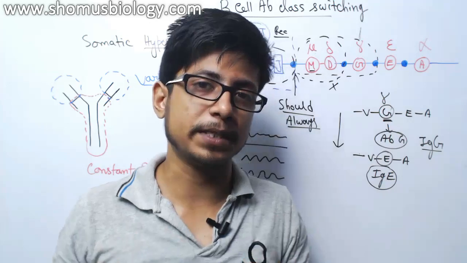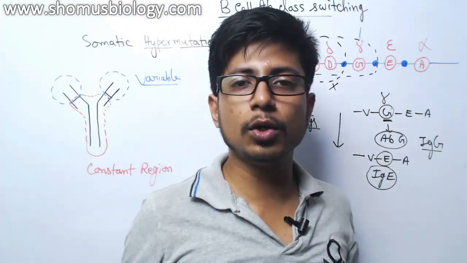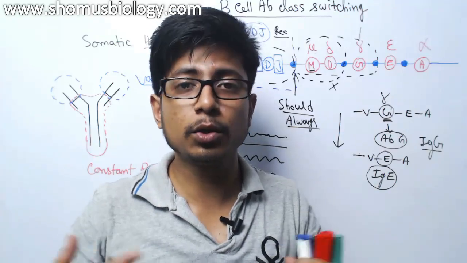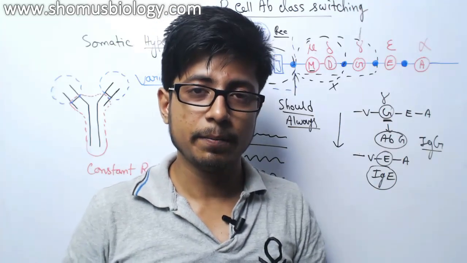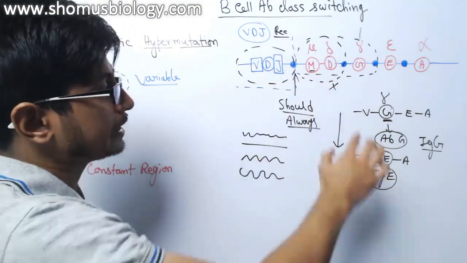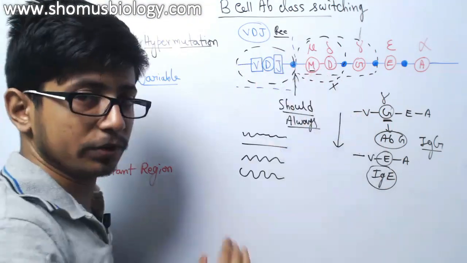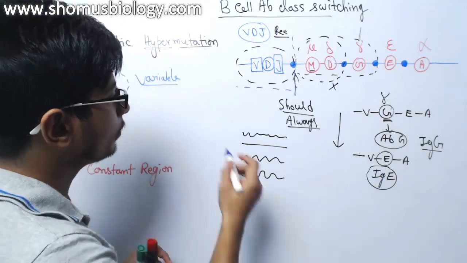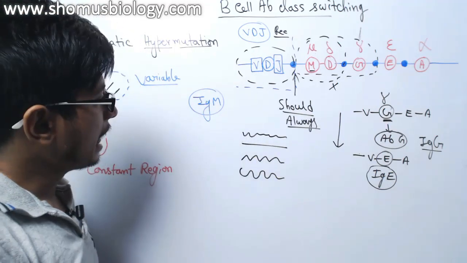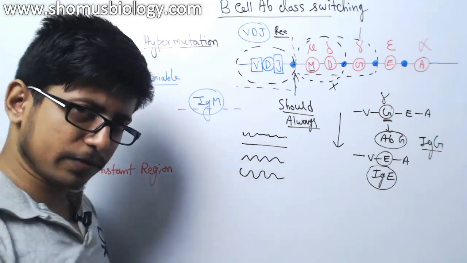When the B cell is not specific, when the B cell does not know whether the pathogen has entered or not, what kind of pathogen is there, they don't know the specific pathogen, but they blindly start producing immunoglobulin M because that is present right after the variable region. Okay, so normally it is very common to produce IgM. So normally when they start producing IgM, it's fine.